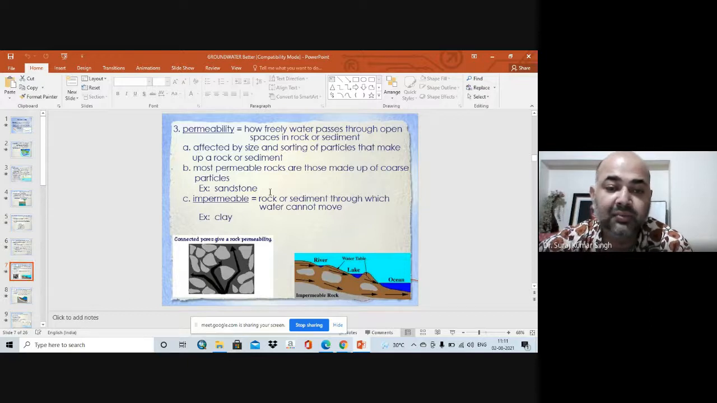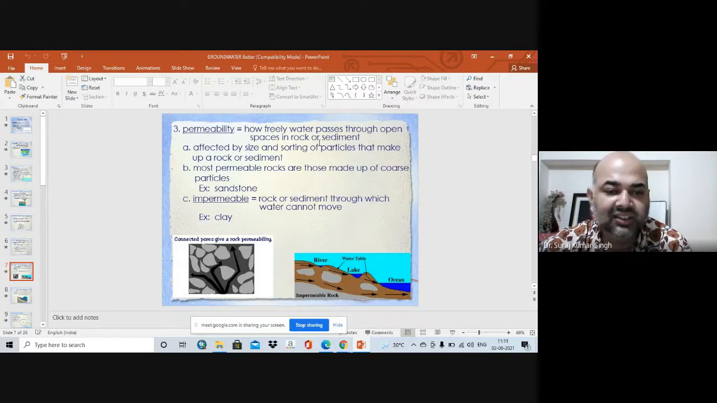Then you have permeability. Permeability means how freely water passes through open spaces in rock or sediments. It is affected by the size and sorting of the particles that make up a rock or sediment. The most permeable rocks are those made of coarse particles.